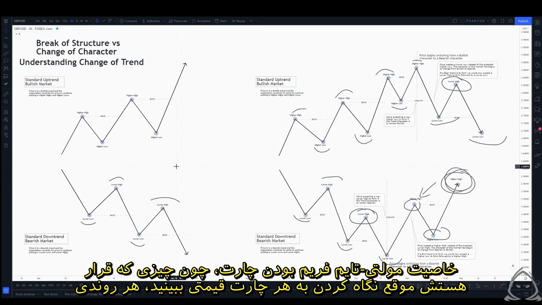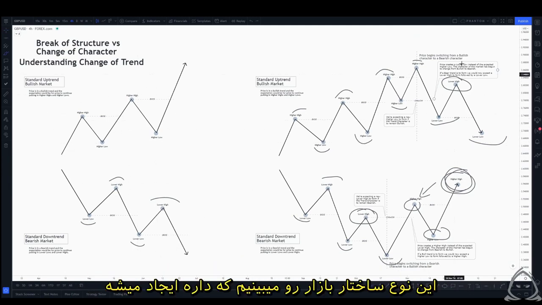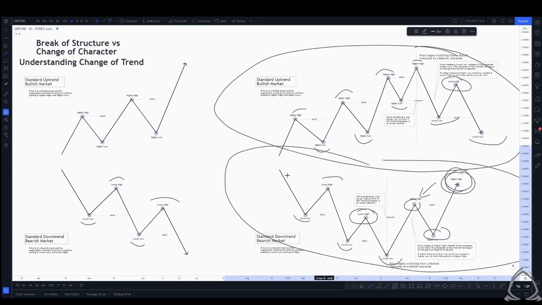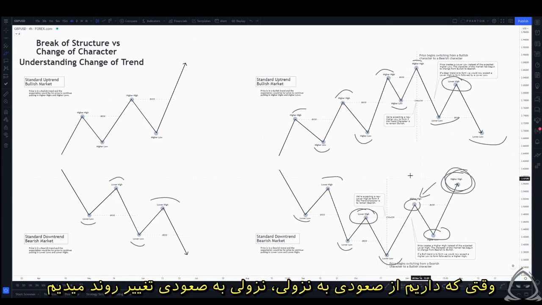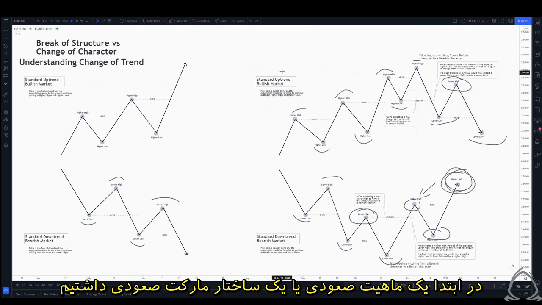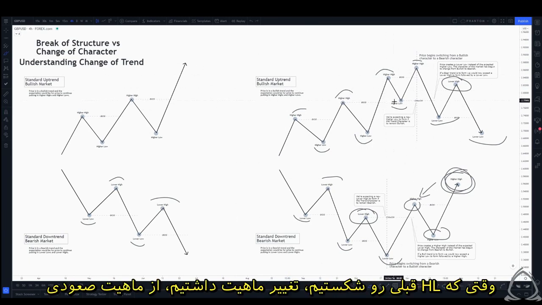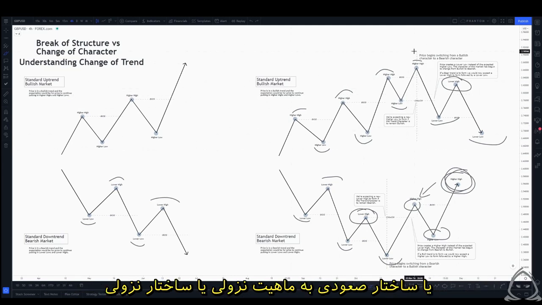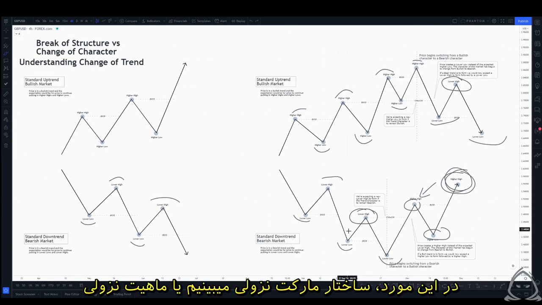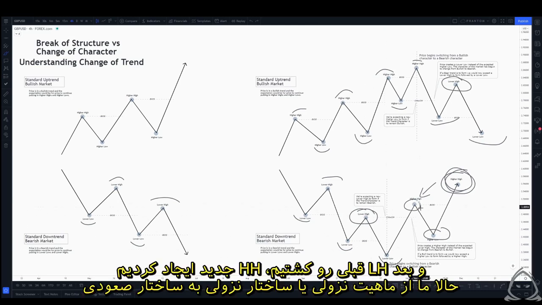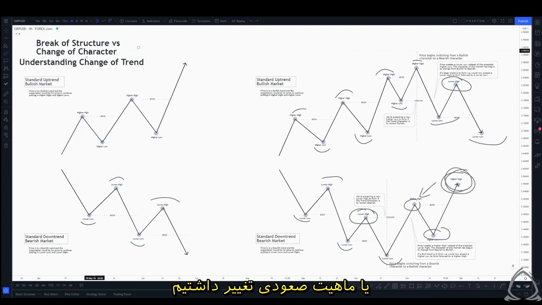into the multi-time frame aspect of the chart, because what you're going to see when you look at any price chart, any trend, is this type of market structure playing out when we're switching from bullish to bearish, bearish to bullish. Initially, we had a bullish character or bullish market structure. Once we break the previous higher low, we have then switched the character from bullish character or bullish structure to bearish character or bearish structure. In this case, we are seeing bearish market structure or bearish character, and then we broke the previous lower high, forming a higher high. We've now switched from bearish character or bearish structure to bullish structure or bullish character, which is why it's called the change of character.